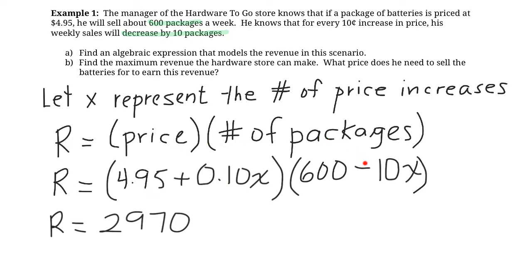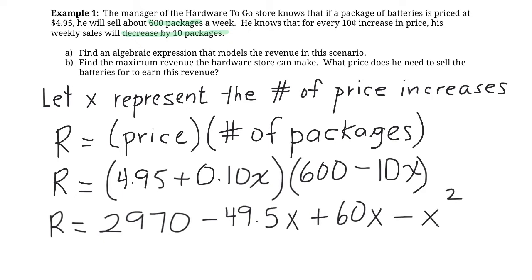Then we have 4.95 multiplied by negative 10x, which is negative 49.5x. Then we have 0.10x multiplied by 600, which is a positive 60x. And finally, we have 0.10x multiplied by negative 10x, which is a negative x squared or a negative 1x squared.